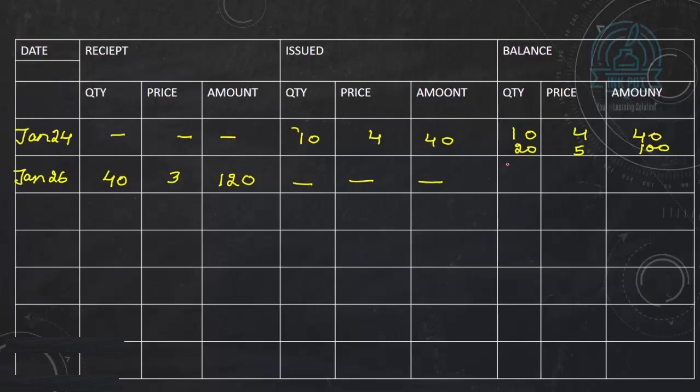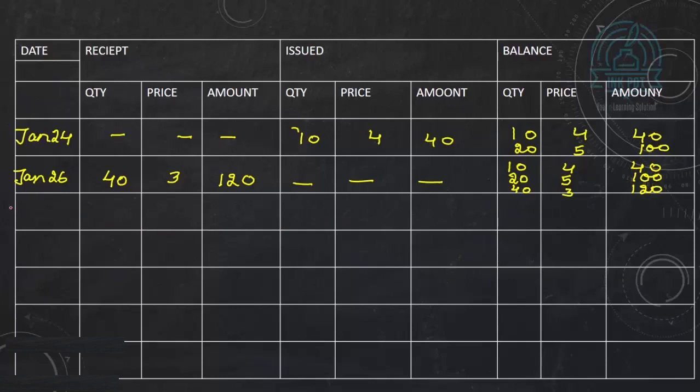Now the balance. Now we have 3 balances. We have 10 units at the rate of 4, we have 20 units at the rate of 5, and we have 40 units at the rate of 3. So 10 units at the rate of 4 means 40, 100, and then we have 120. This is the total balance as on Jan 26.